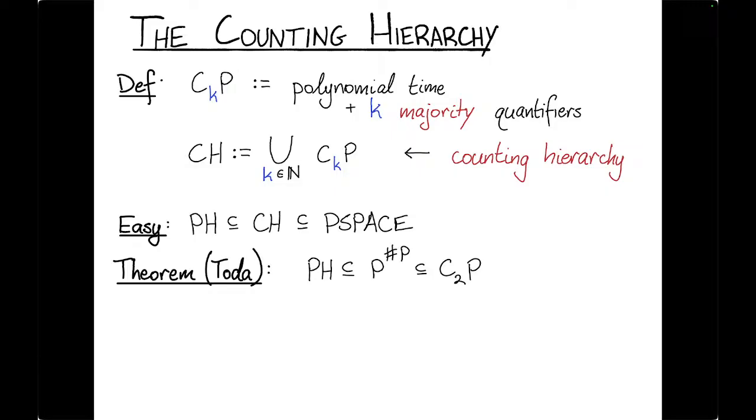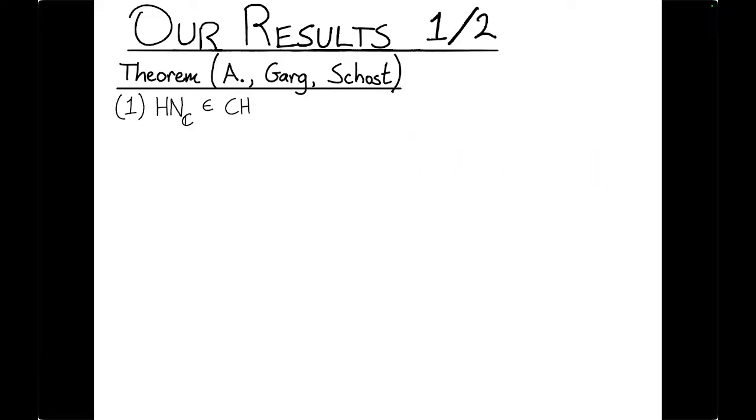Another way to think of it is these are all the problems that, if you could compute the permanent in polynomial time, this is exactly the set of decision problems you can solve in polynomial time. Just in the same way that the polynomial time hierarchy is the class of decision problems you could solve efficiently if satisfiability had an efficient algorithm. Okay, so this is nested majority quantifiers. That's what the counting hierarchy is. So now let me tell you what our results are.